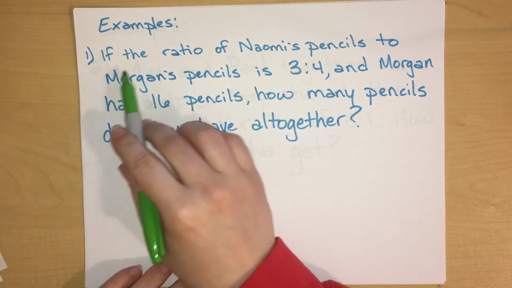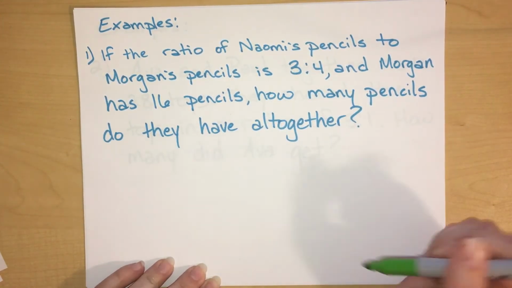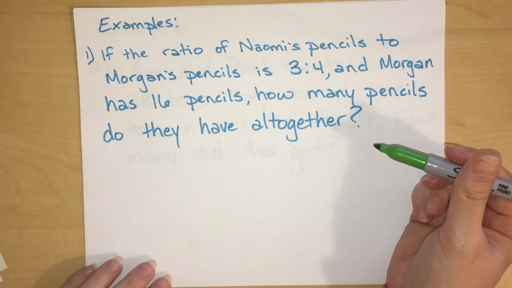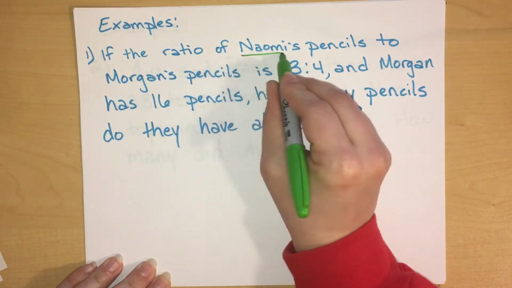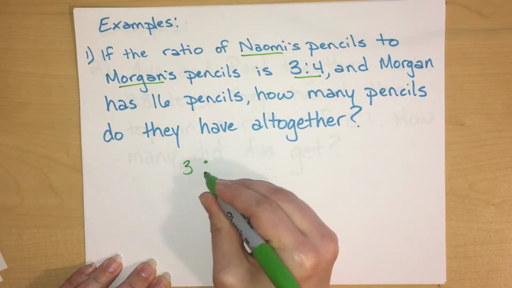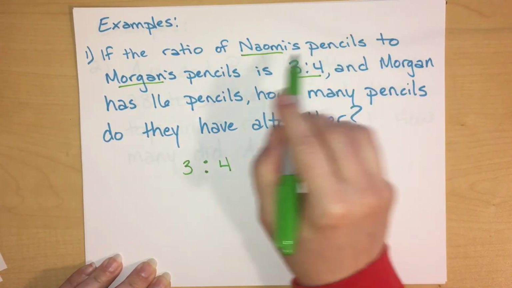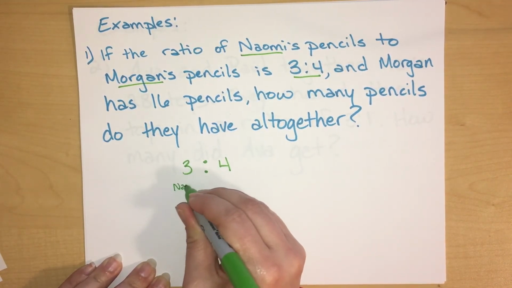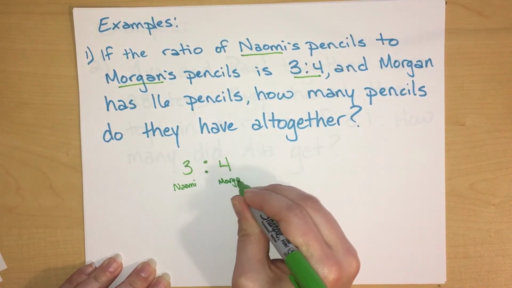All right, so if the ratio of Naomi's pencils to Morgan's pencils is 3 to 4, and Morgan has 16 pencils, how many pencils do they have altogether? So this is a little bit wordy. We're going to break it down into sections. The first thing I need to do is create a ratio that represents this. So I see the name Naomi, and I see the name Morgan, and I see that we have a 3 to 4 ratio. The 3 represents that first name. It's relative to how you read it. So if Naomi's name comes first, she'll be the first ratio. Naomi has the 3, to Morgan's pencils, he has the 4.